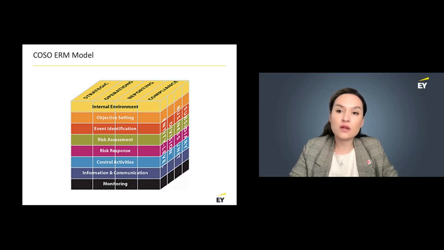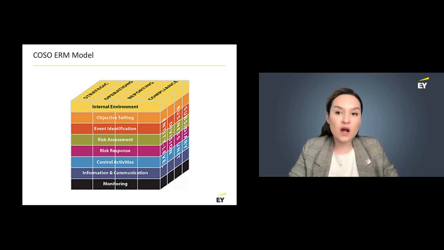Anyway, what is in the syllabus of the SBL paper is still this model published in 2013, and this cube helps us to think about risk management as an integrated part of the daily business, not a separate function. On the top side of the cube, you see the company's objectives: strategic, operations, reporting, and compliance. On the face, you can see the components of the risk management model: the internal environment, objective setting, risk assessment, and several other components. And on the side, you see different levels of the company.